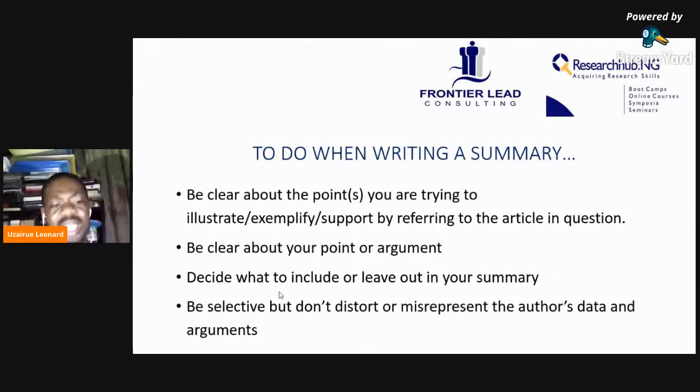Then the next one is to be selective, but don't distort or misinterpret the author's data and argument. This is also a very important point. Some persons, in a bid to project their findings that may not actually correlate with other authors' findings, tend to distort or misinterpret the author's data in a research setting or in article writing.